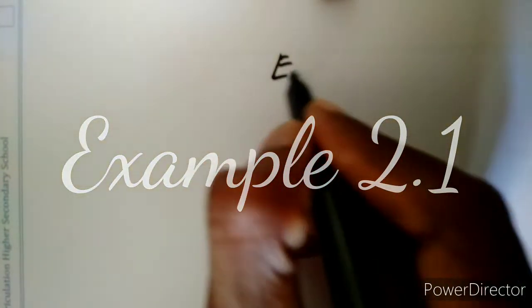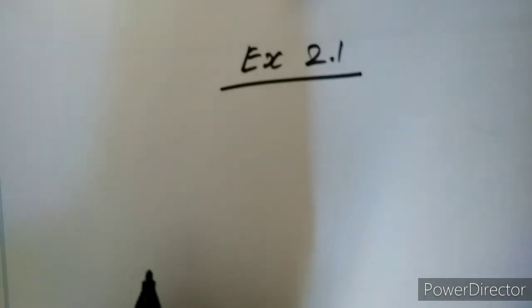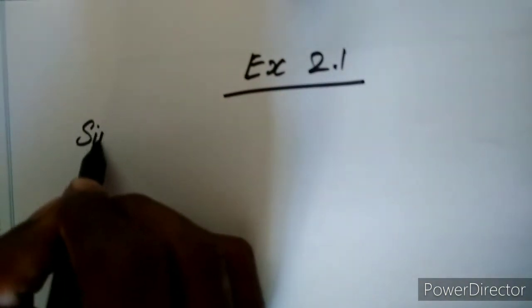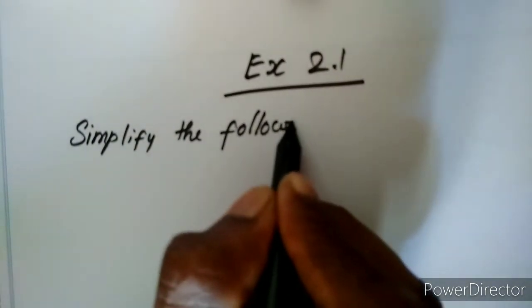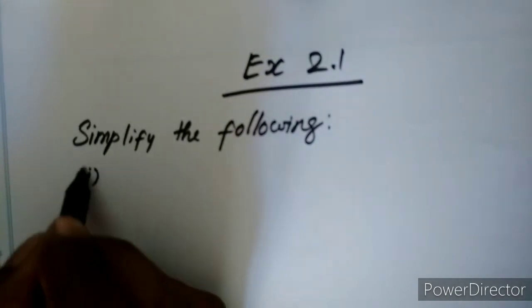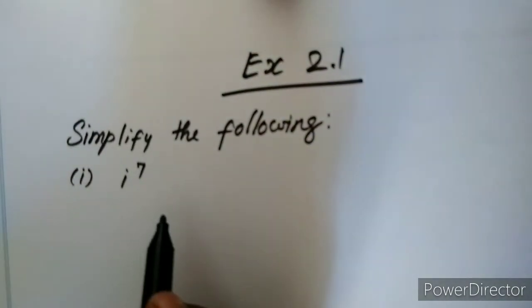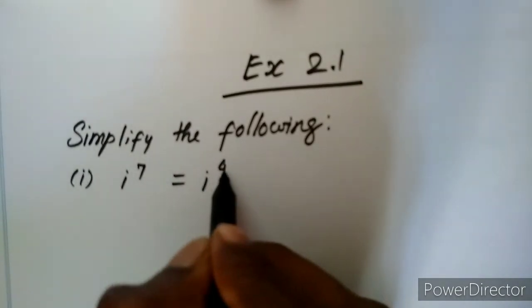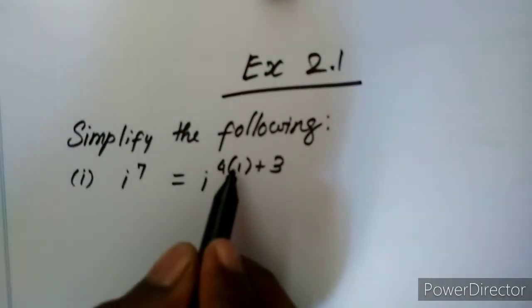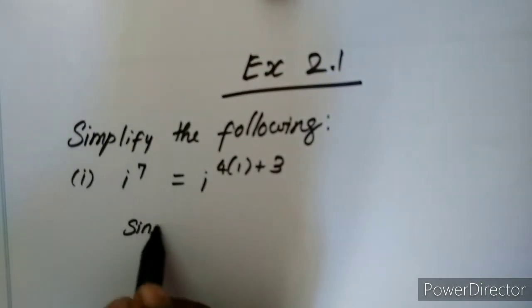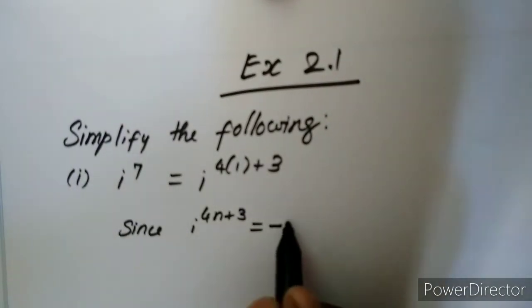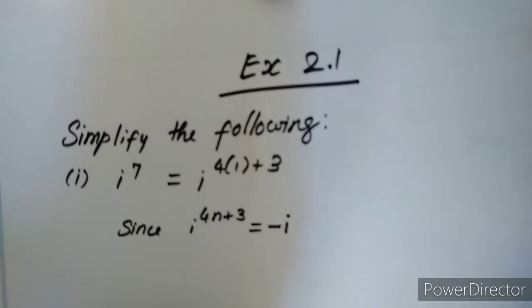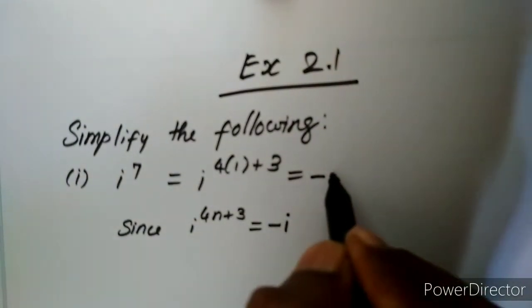Now listen to the example. Problem number 1. Simplify. Subdivision number 1: i power 7. i power 7 is equal to i power 4 into 1 plus 3. It is like 4n plus 3. So by the i power 4n plus 3 formula, it is minus i. Therefore, the answer is minus i.